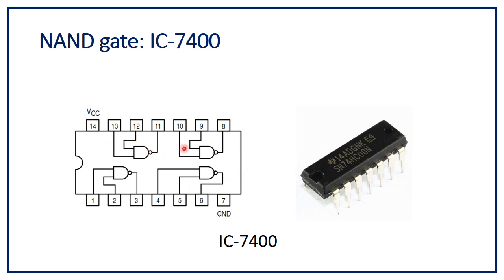Here we can see a single NAND gate IC has 4 NAND gates. So we can do 4 NAND operations with a single IC. Pin number 7 is ground, pin number 14 is VCC. Here 1, 2 are inputs and 3 is output. 4, 5 are inputs and 6 is output. 13, 12 are inputs and 11 is output.